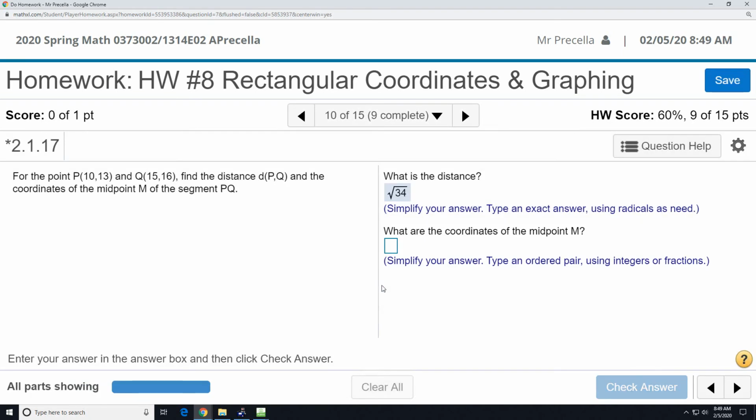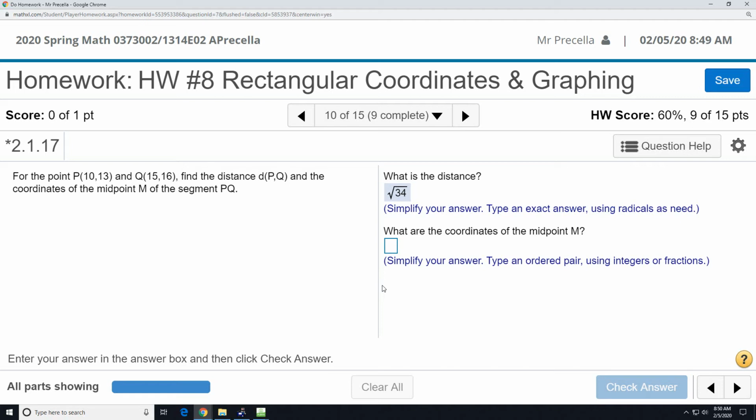If you're wondering why that is the distance, I'll justify it in a moment. And if you're not wondering why that works, I'm still going to justify it. Now let's find the midpoint.